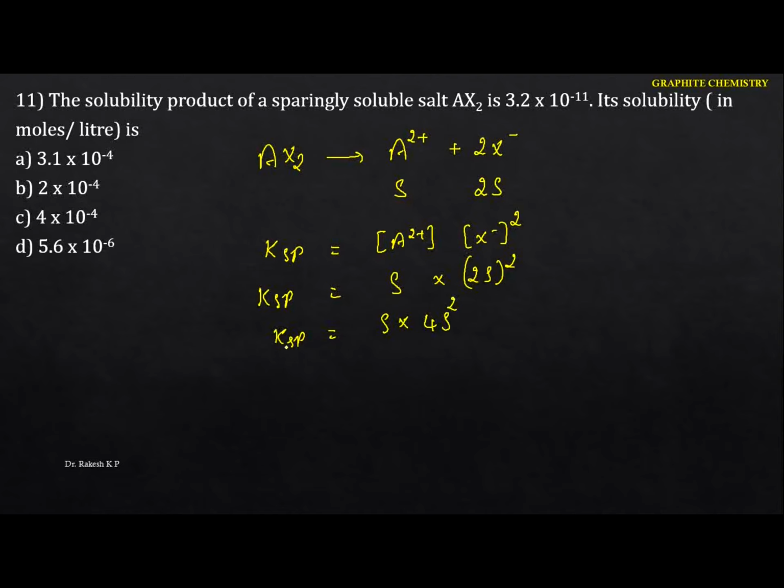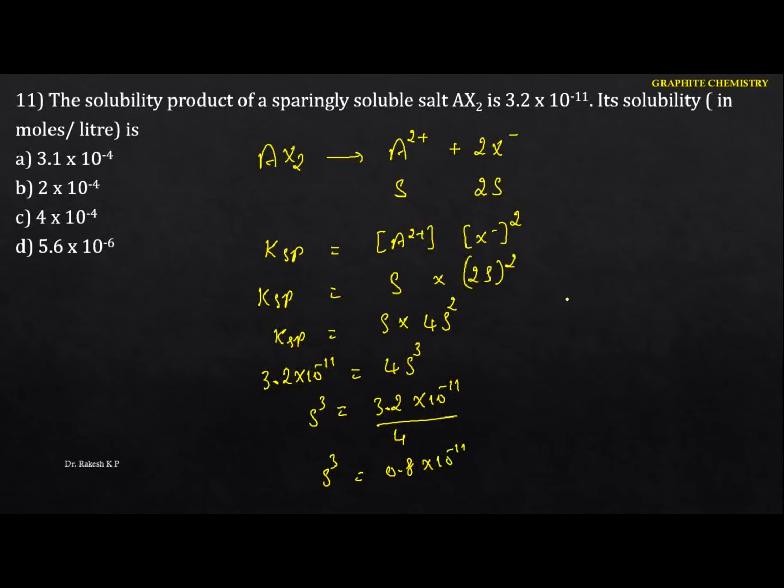So now what is the value of the Ksp they are given? That is 3.2 into 10 to the power of minus 11. So this becomes 4S cube. Okay, so now this S cube is nothing but 3.2 into 10 to the power of minus 11 divided by 4. So this becomes 0.8 into 10 to the power of minus 11.